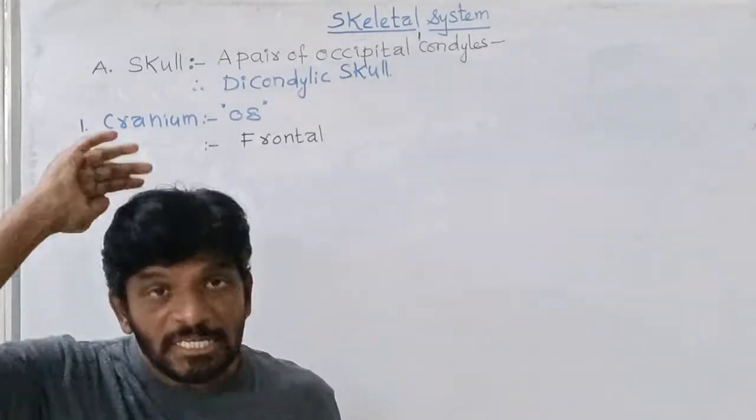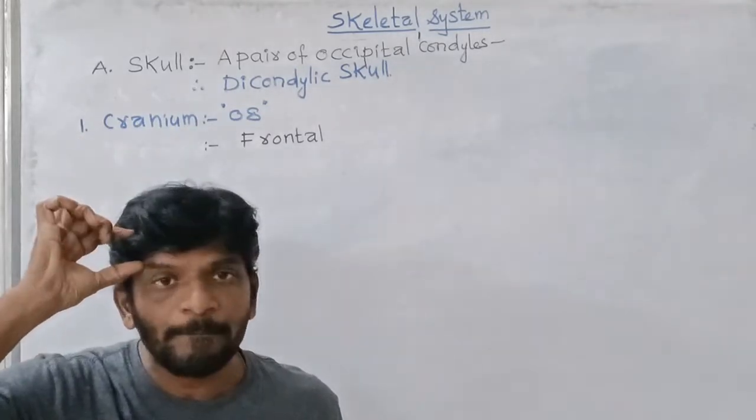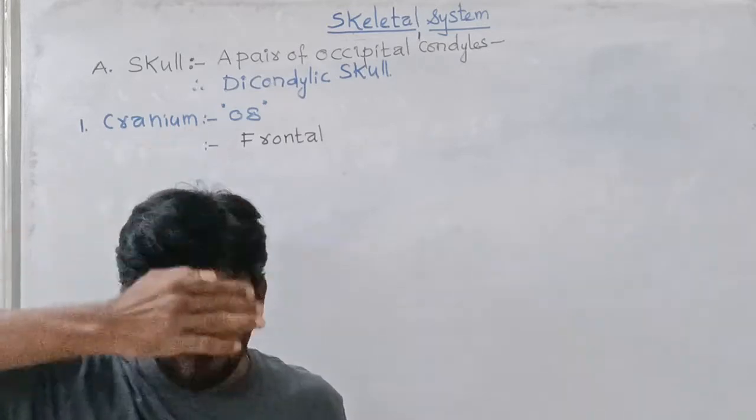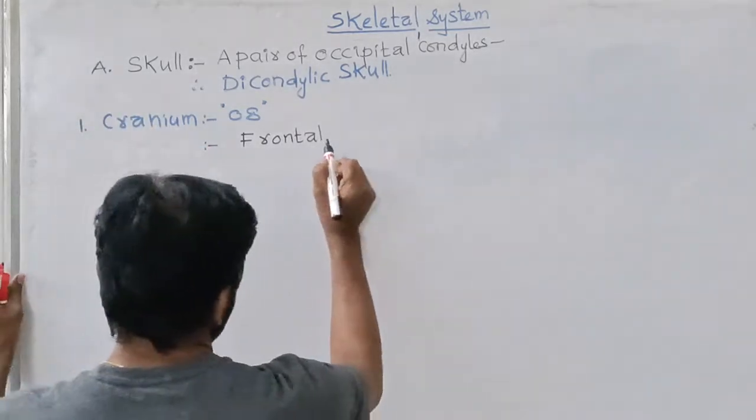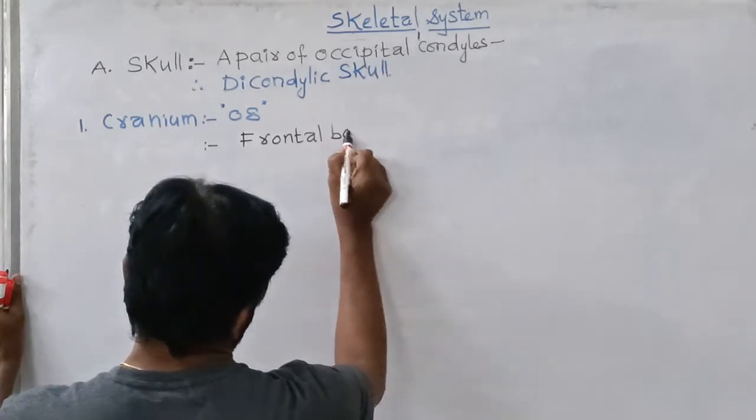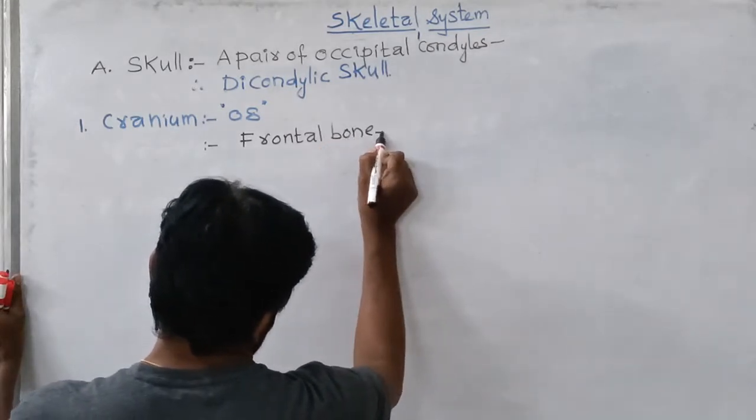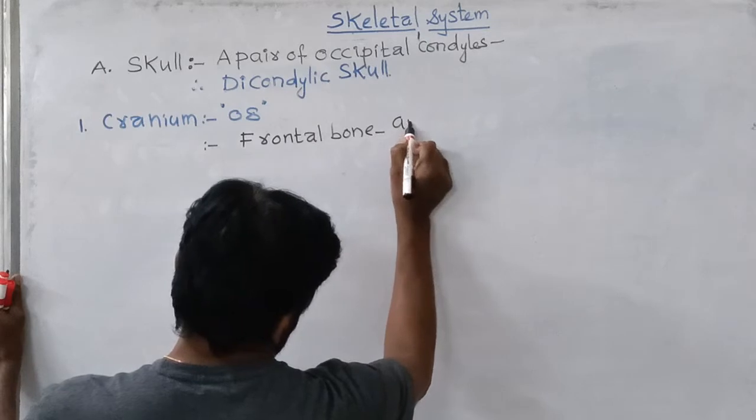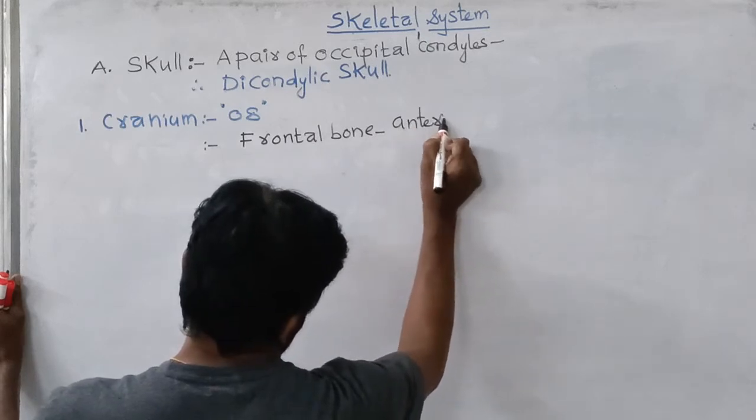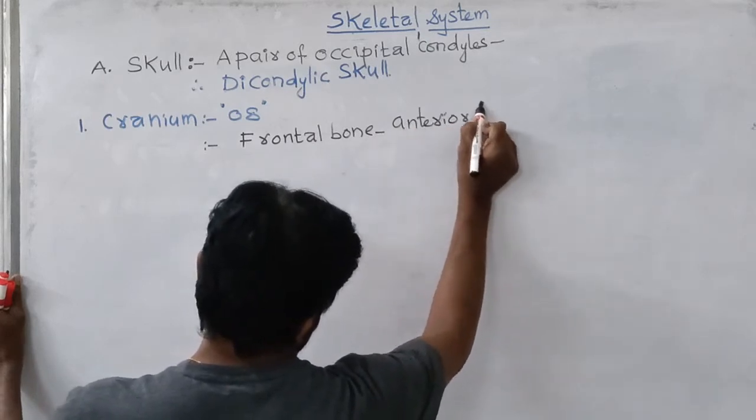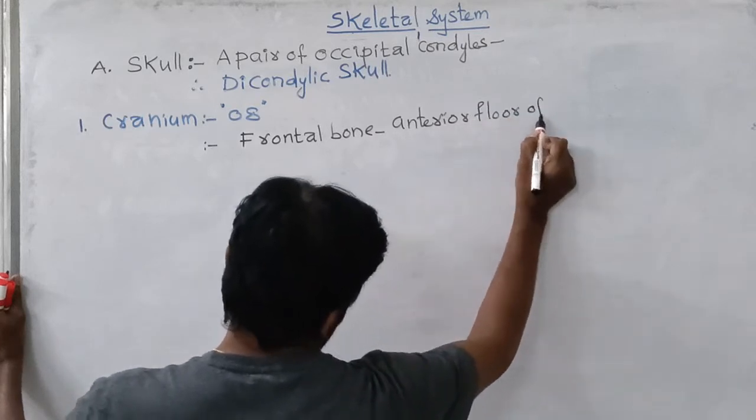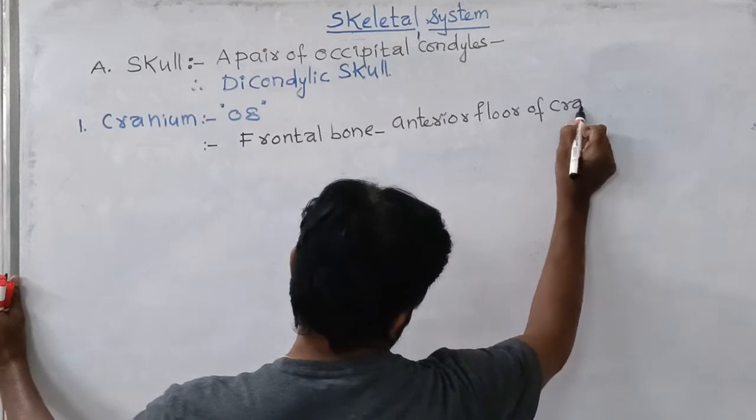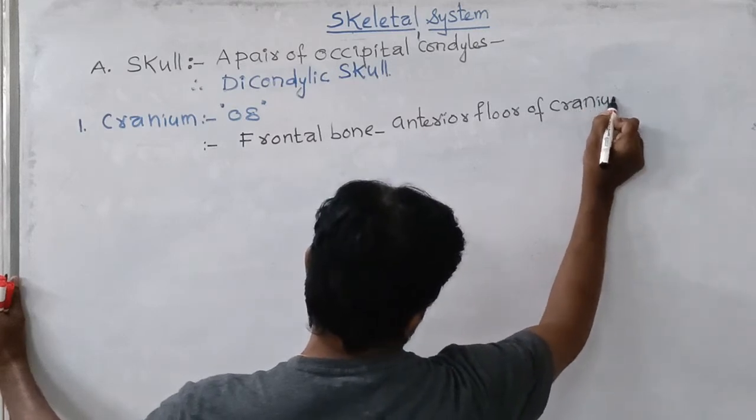It forms the anterior floor of the cranium. The frontal bone forms the anterior floor of the cranium. The anterior floor of the cranium is formed by the frontal bone.